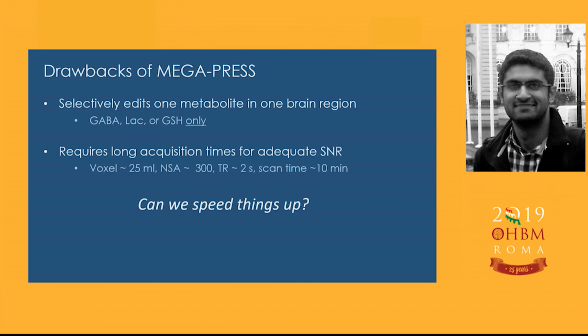So for example, if voxel size is about 25 mils, if you acquire 300 averages, you're looking into a scan time of about 10 minutes at a TR of 2 seconds. And this is just for one metabolite. So if you have multiple metabolites, you're looking in multiples of 10 minutes. So the question comes in, we have a given time frame. Can we acquire more data? Can we speed editing?